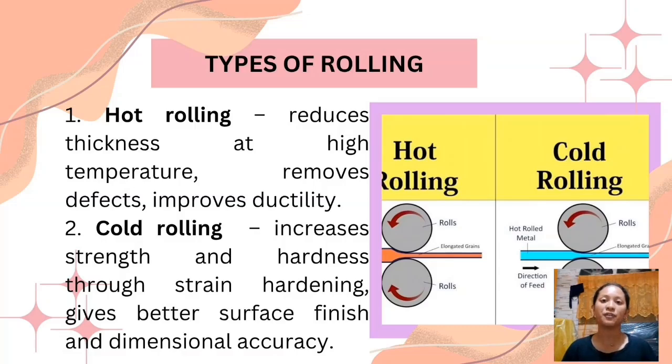However, the surface finish is usually rougher than cold rolling. Examples are railway tracks, structural beams, and plates.